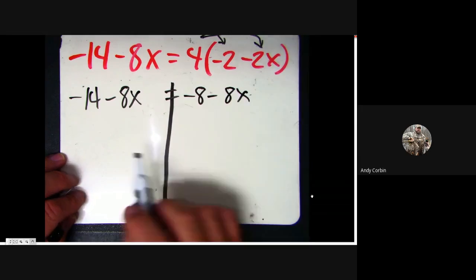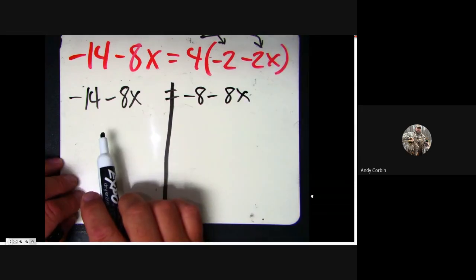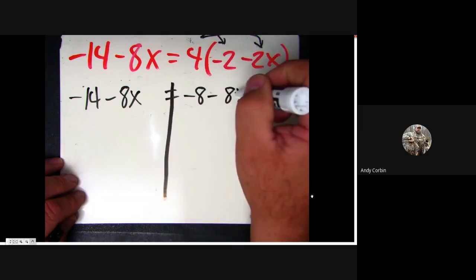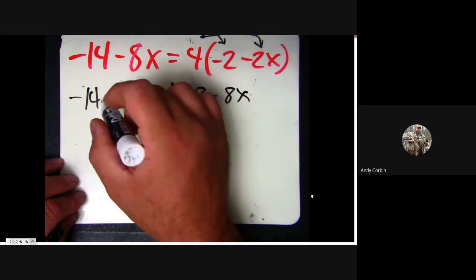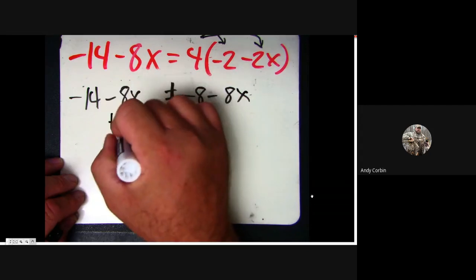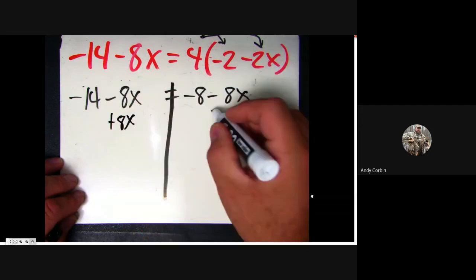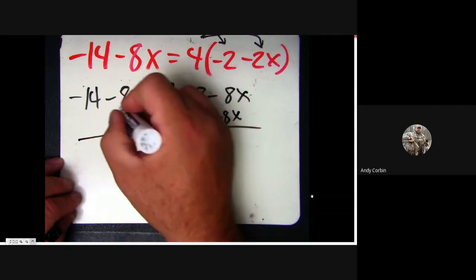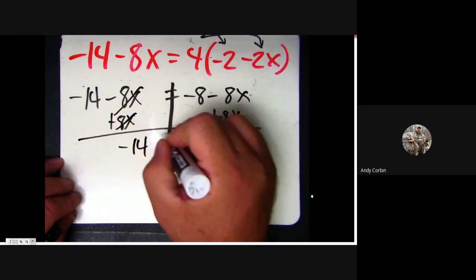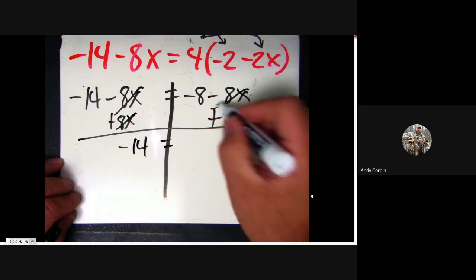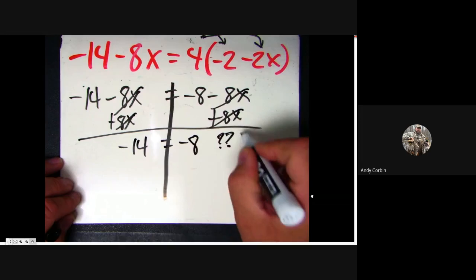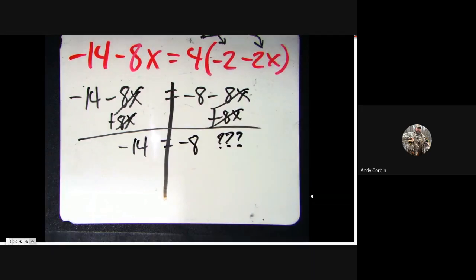Now, you see, you've got variables on both sides. So we've got to get those together. So a negative 8x, we add that. Do it to one side, we got to do it to the other. Additive inverses, bring down my negative 14. Additive inverses, wait a minute, bring down my negative 8. Well, what just happened? I just lost all my variables, didn't I?